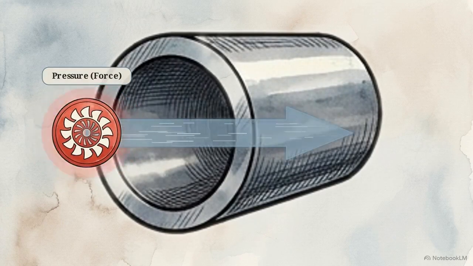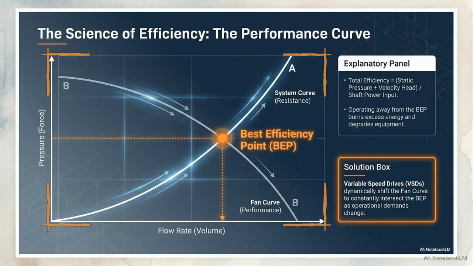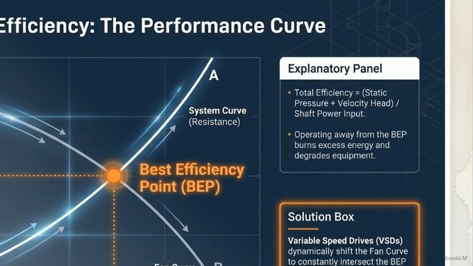Selecting the right machine requires a perfect balance between that volume and force, while accounting for the natural friction inside the pipes. Engineers map the battle between plant resistance and machine power using this graph. The ultimate goal is hitting the best efficiency point, the glowing orange dot in the center. Operating here saves massive electricity, while missing it burns excess energy and rapidly degrades equipment.